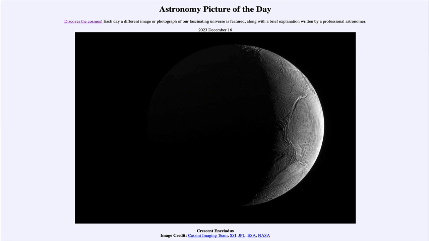Today's picture for December 16th of 2023 is titled Crescent Enceladus. So what do we see here? Well, let's zoom in and take a look at the image. And what we see is one of the moons of Saturn.